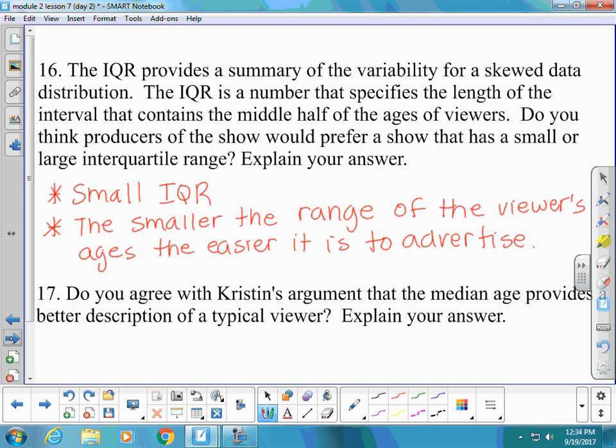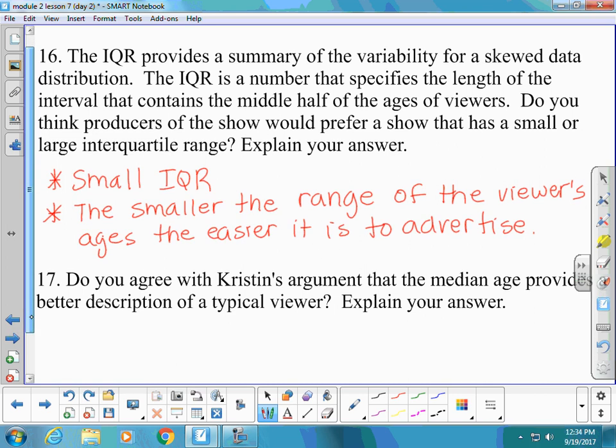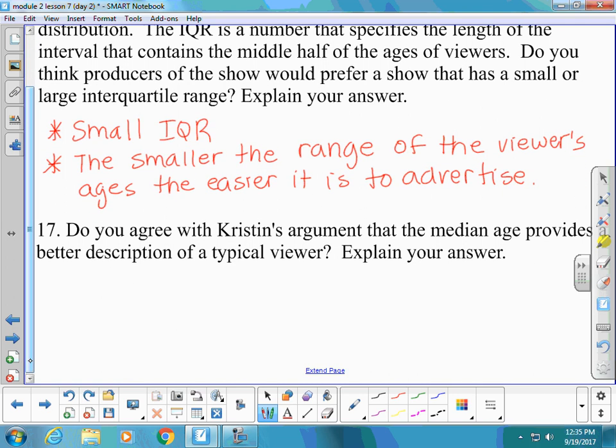Okay, do you agree with Kristen's argument about the median age providing a better typical? And yes, the reason why I would agree with her is because obviously it was an increase from 25% to 75%.